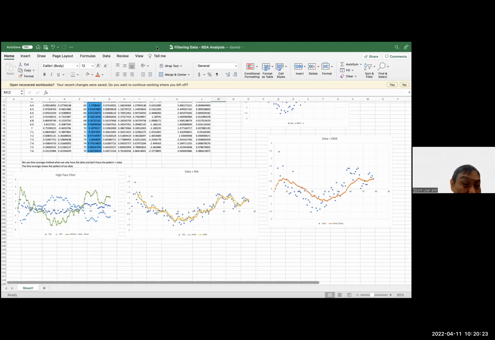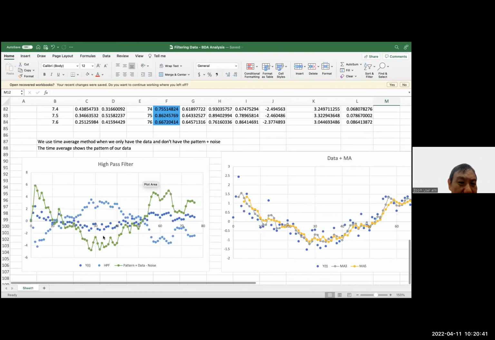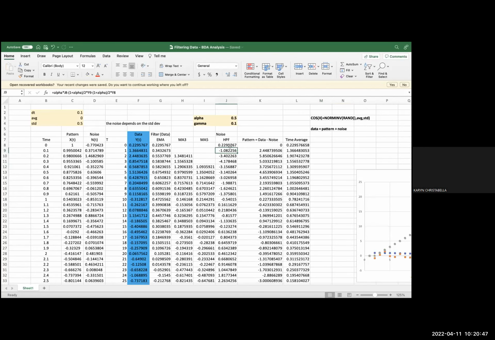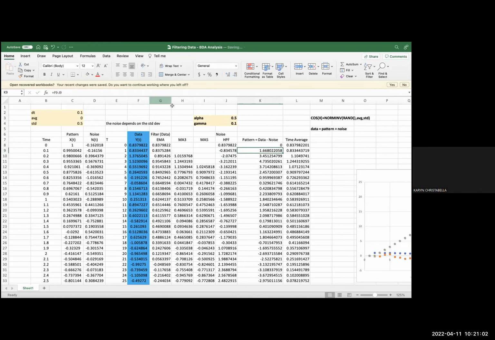So in your case, I think your high pass filter is so bad. Your pattern is not so close to your data? In fact, it's reverse. Something is wrong, I think, in your computation. Maybe you add instead of minus, is it? No, no. In your pattern, equals data minus noise. Oh, wait. You already minus. Yeah.